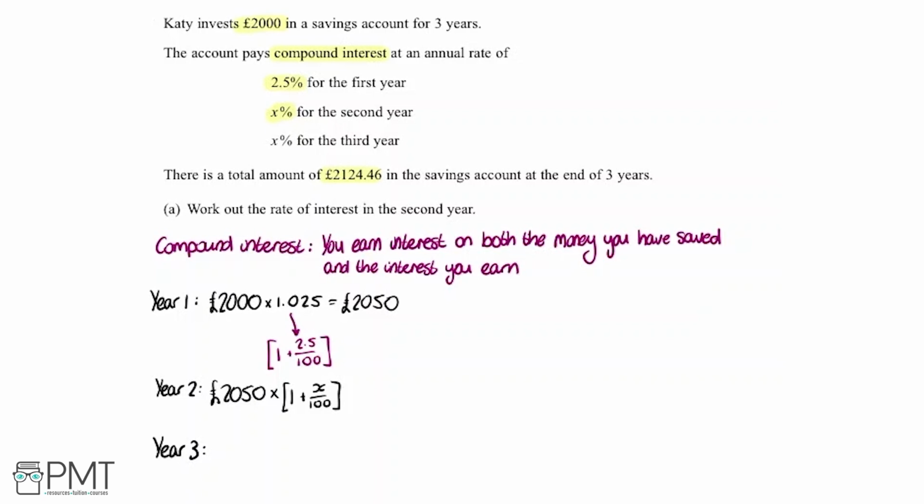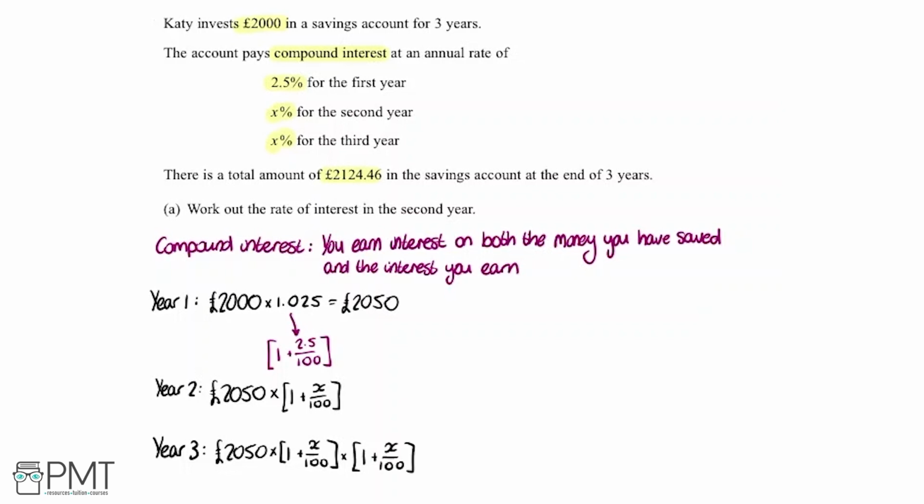So in year 3, all of this is going to be our starting point. So we're going to start with that. We've got 2,050 multiplied by 1 plus X over 100. So that's our starting point. And then we're told up in the question, again, it's X% interest for the third year. So the same as last time, on top of our starting point here, we're going to multiply that by 1 plus our interest, so X% over 100.